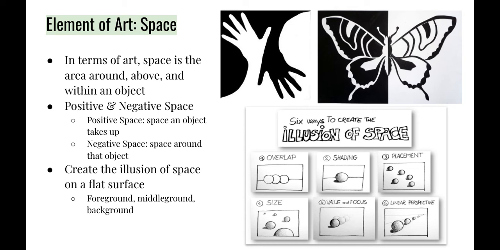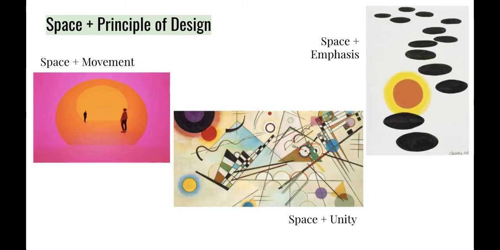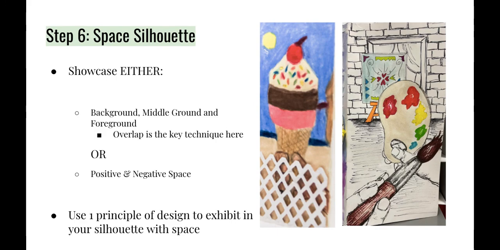Also, if you don't want to do positive and negative space, you can create the illusion of space on a flat surface. So that means you can use things like the words foreground, middle ground, and background. In order to create the illusion of space, you have to do a few things. You can overlap, you can shade, you can place objects in a certain way to create this sense of space. You can use size, you can use value and focus, and you can use one point perspective. As you can see here, we have a few artists who use space and a principle of design, and you will be doing the same thing.